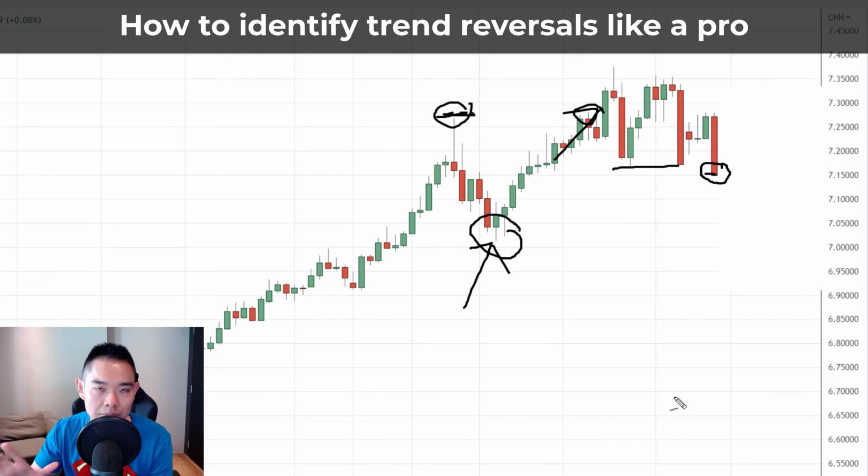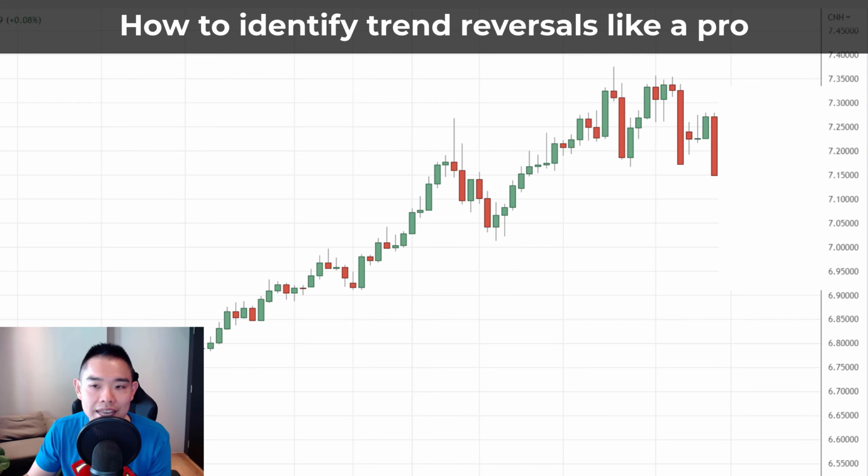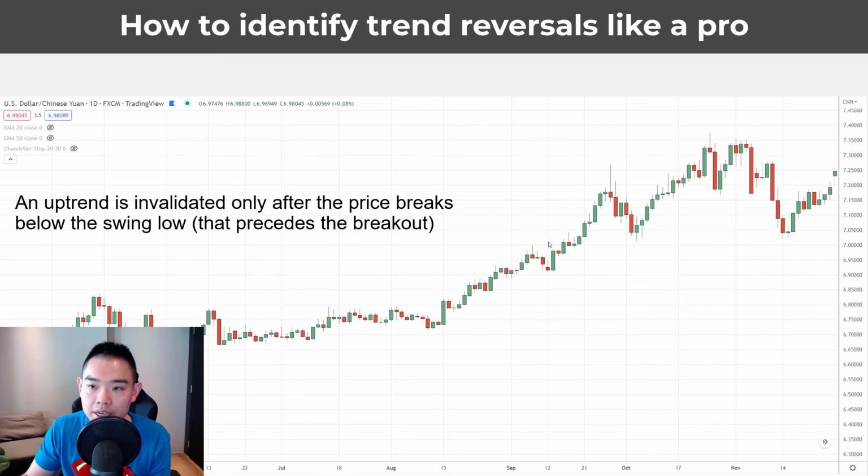5 seconds. All right, think about this. 1, 2, 3, 4, 5. Okay, so the answer is that the uptrend is actually still intact because it did not break below the swing low that precedes the breakout. This uptrend is still intact. So you can see what happened next is that this market did dip down lower and then continue to dip down lower and then continue up higher, because this is the swing low that you want to pay attention to.